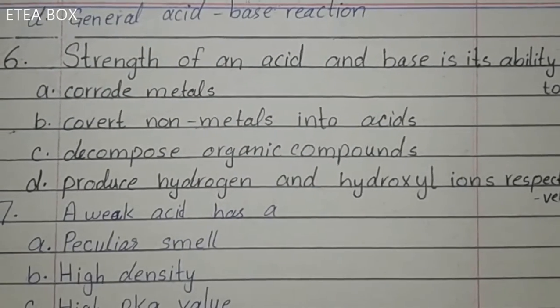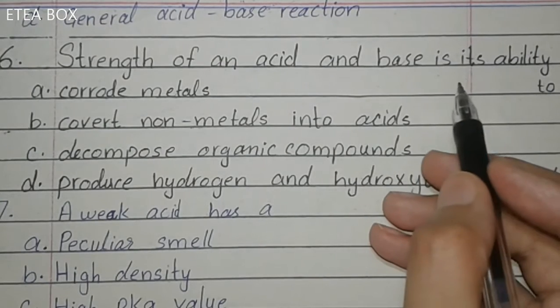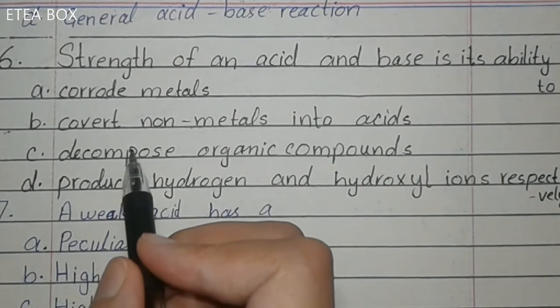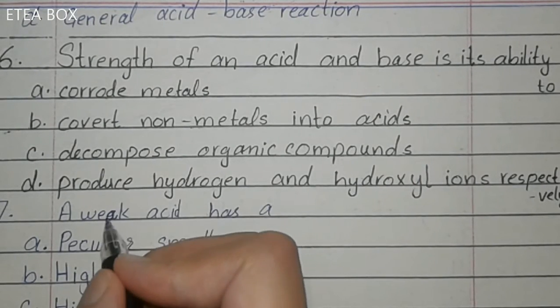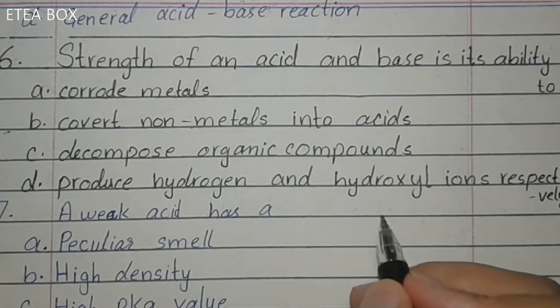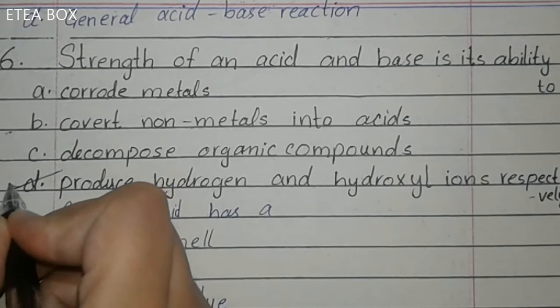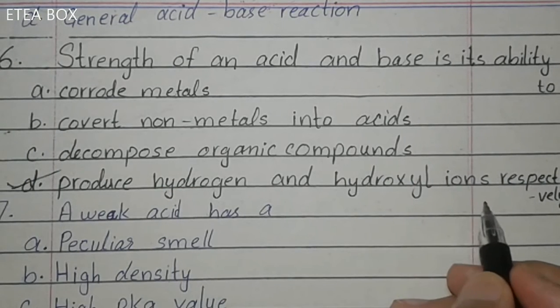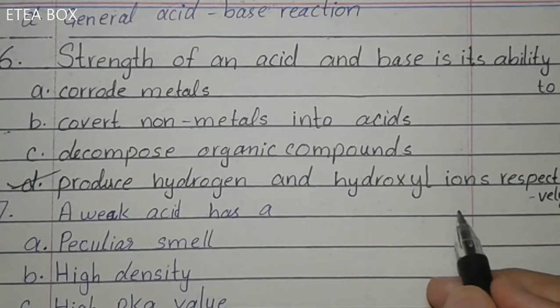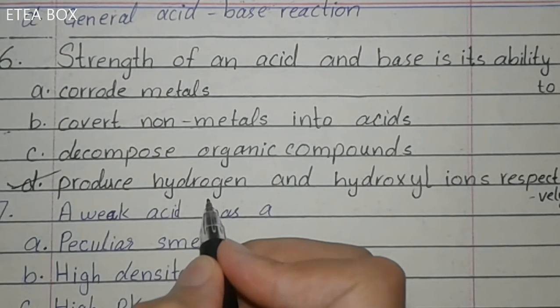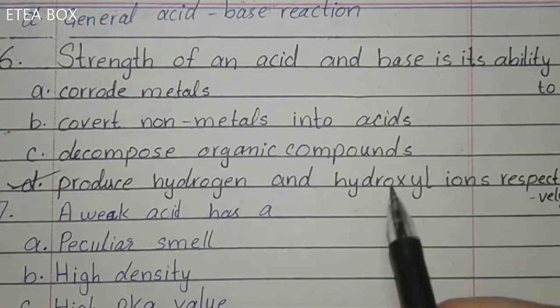Now look at the sixth one. The strength of an acid and base is its ability to. Now we have studied that the strength of an acid and base depend upon the hydrogen and hydroxyl ion. Okay, production of hydrogen and hydroxyl ion. So look at the D option, it's correct. Produce hydrogen and hydroxyl ion. A strong acid will produce greater amount of hydrogen as compared to a weak acid. A strong base will produce greater amount of hydroxyl ion as compared to a weak base.